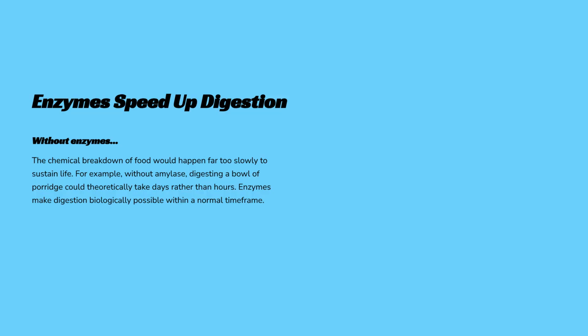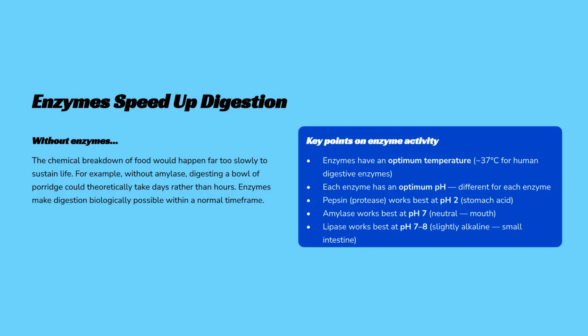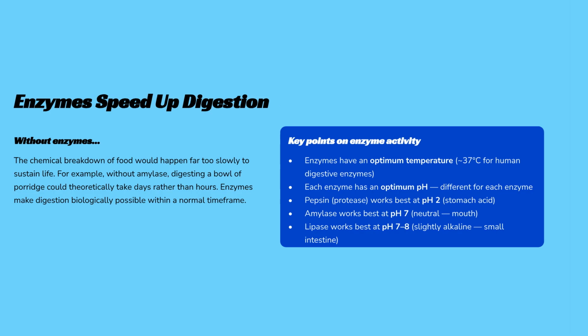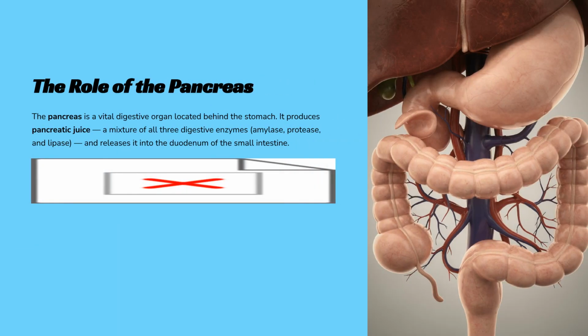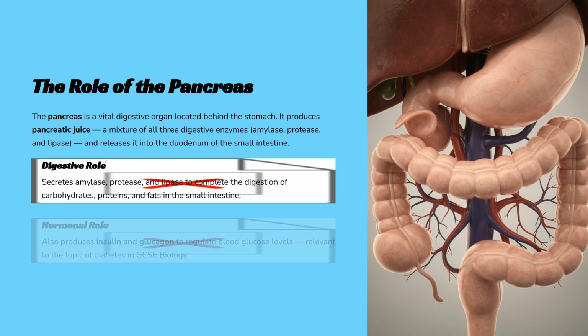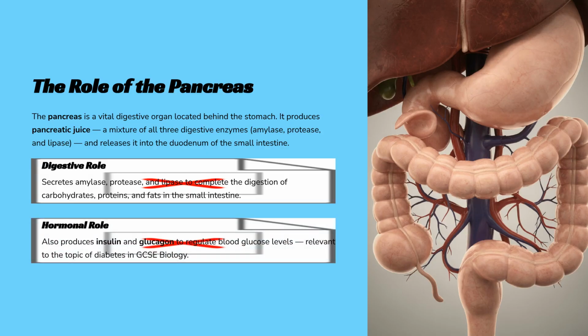They are vital catalysts. Enzyme activity is dependent on optimum temperature, about 37 degrees Celsius, and an optimum pH which is different for each enzyme. The pancreas is a vital organ that produces pancreatic juice, containing all three major digestive enzymes: amylase, protease, and lipase. It secretes this mix into the small intestine to complete digestion. It also has a hormonal role, regulating blood sugar with insulin and glucagon.